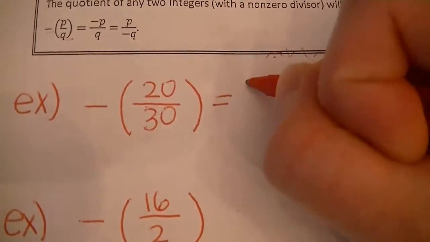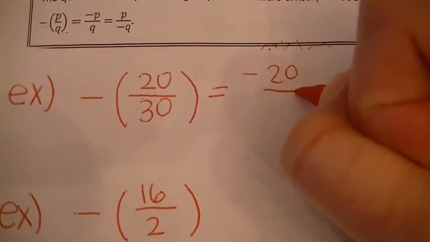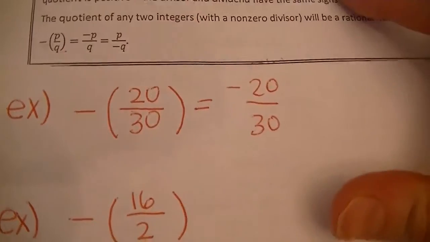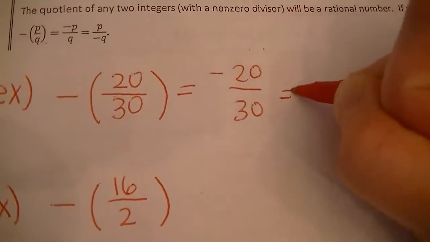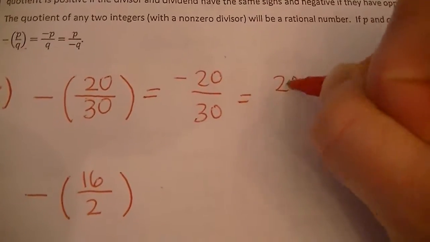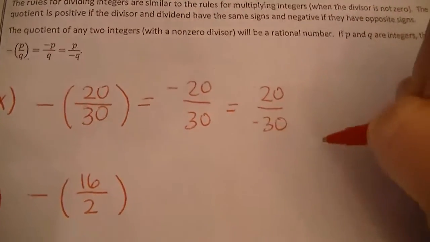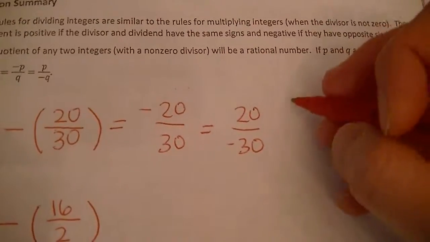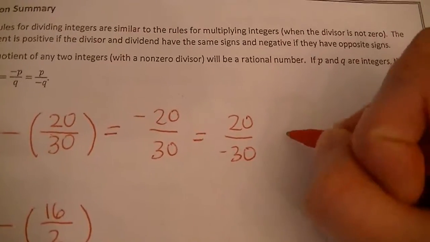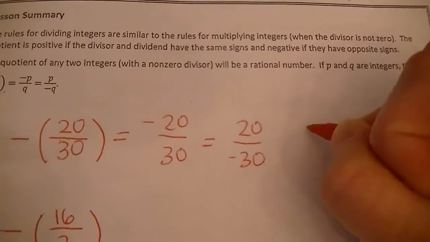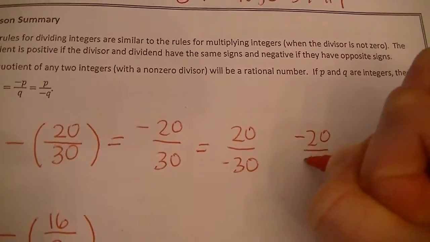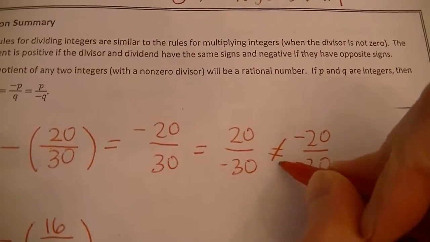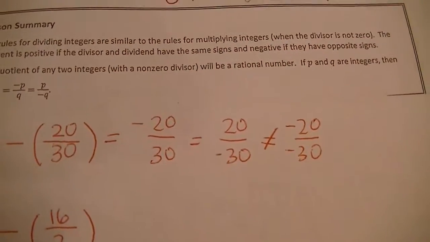You can make this a negative 20 over a positive 30, and these are equivalent, even though this doesn't have parentheses. You can also make it a positive 20 divided by a negative 30, okay? So those three are all equivalent to each other. Here's something that you can't do. You can't go, oh, I'm going to make them both negative. Okay? You can't do that. That's not equal to it. So that's what that symbol right there means. Let me go ahead and show you why.